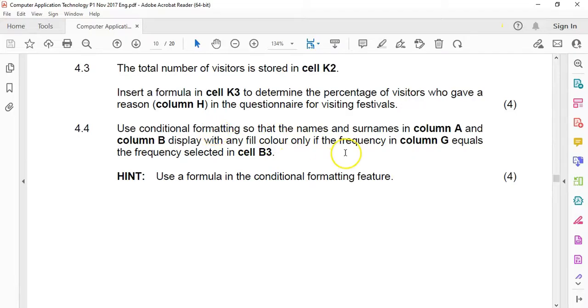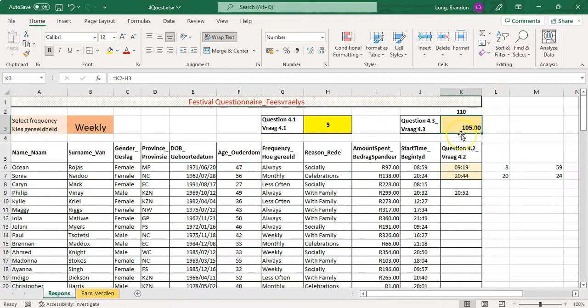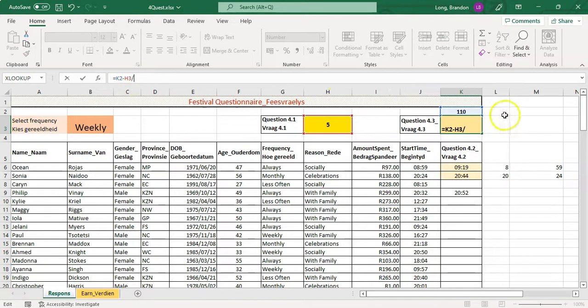When they say the percentage of something, like if you think about your mark, you get a mark out of 180, that's percent. It's the number of marks you got, or what you're looking for, divided by how many there are in total. So in this case, we want to find the percentage of people that gave a reason: 105 out of how many there are in total. So we take that value and divide it by how many people there are in total. Be careful when you do this, because BODMAS is going to do that divide first and then the minus. So we take K2 minus H3, put brackets around it, and that answer must be divided by K2.